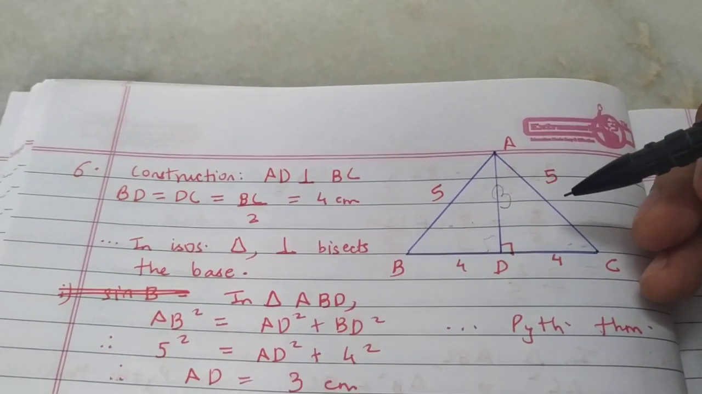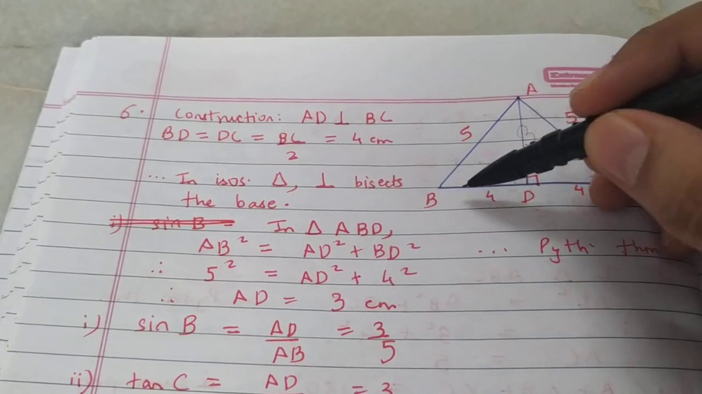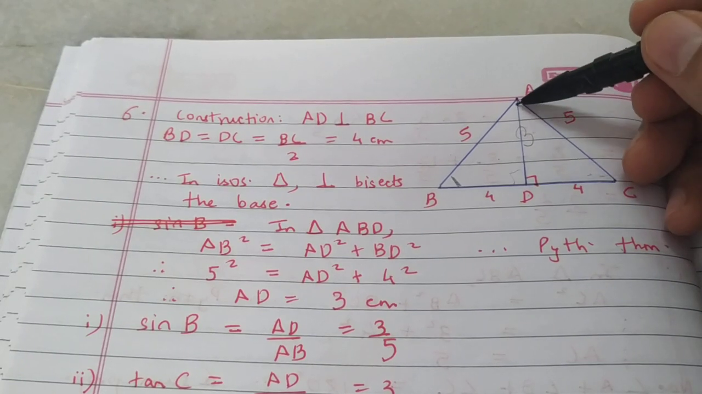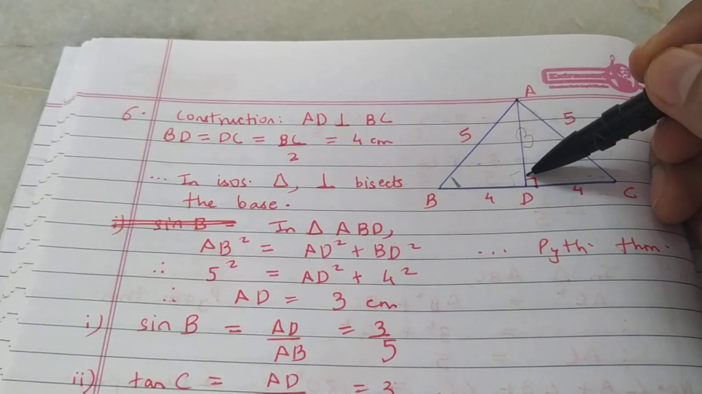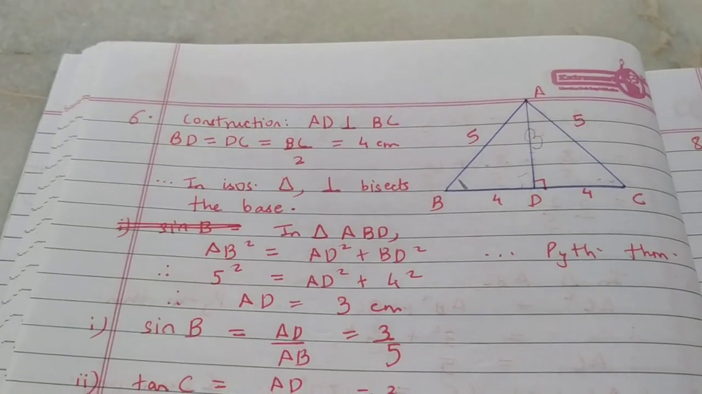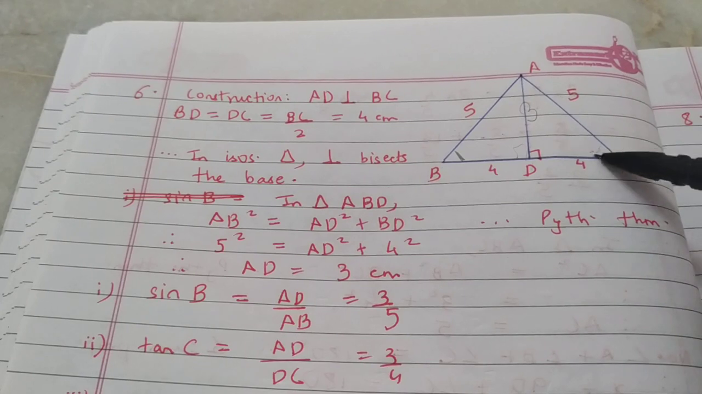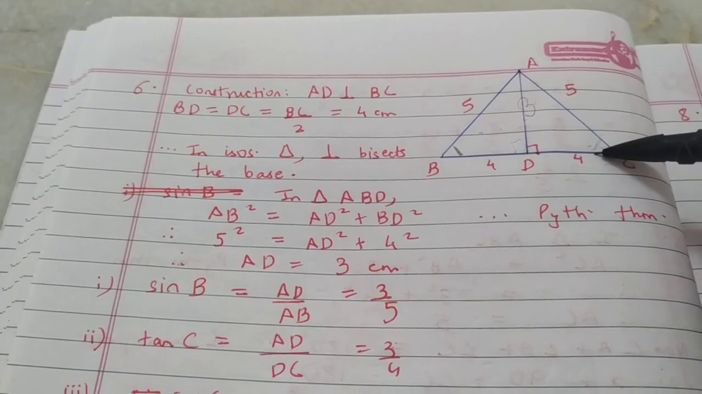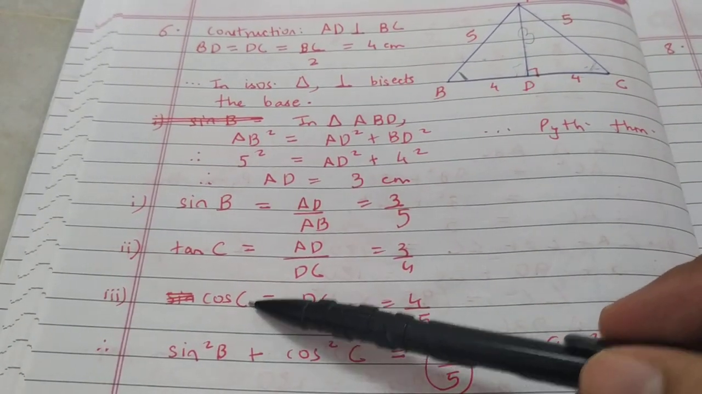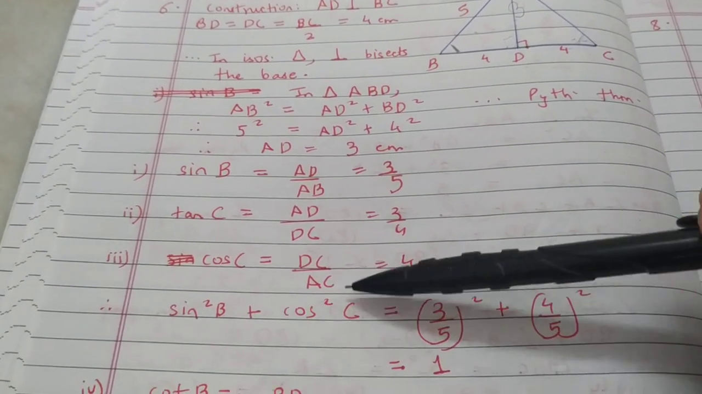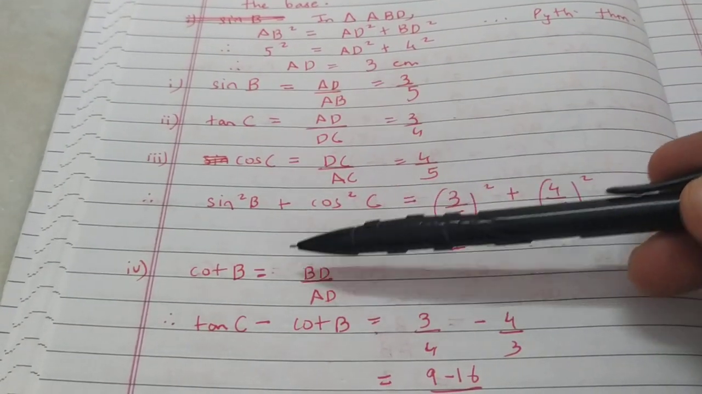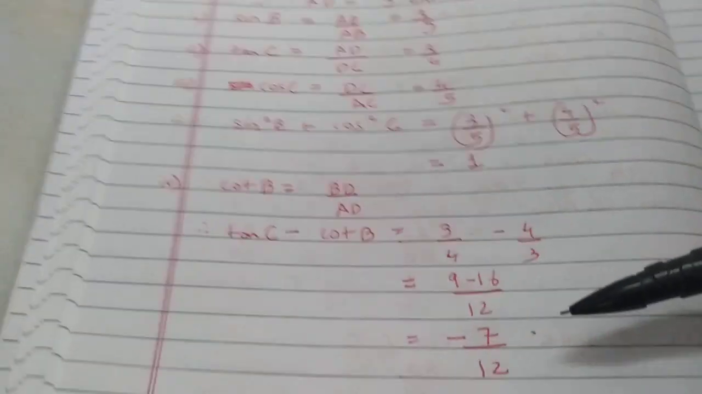And now you can find all the trigonometrical ratios. For example, sine B, Roman number 1, is opposite upon hypotenuse, that is 3 upon 5. Similarly, tan of C, so focus on this right angle triangle, that would be opposite upon adjacent, 3 upon 4. Similarly, you can find cos C, then you can substitute the values in the expression and get the answer. For Roman number 4, find cot B, substitute and get the answer.